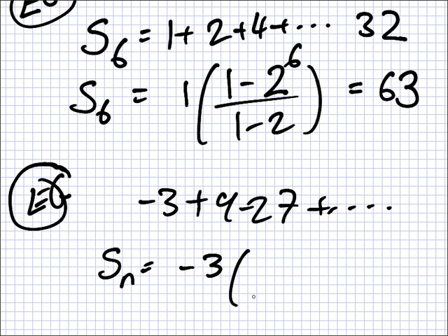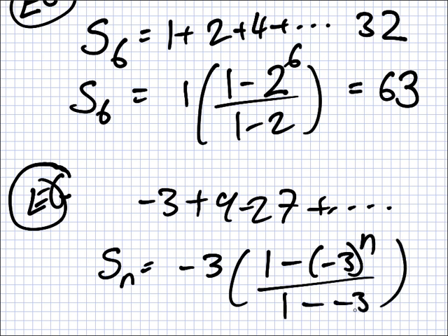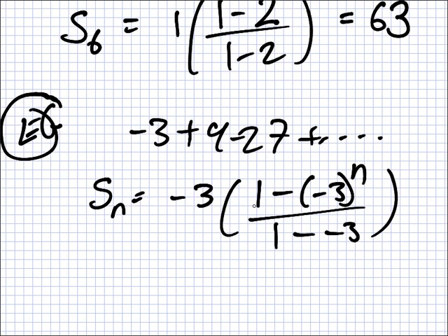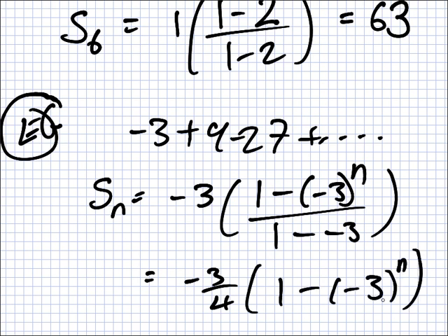Minus 3. 1 minus r. What's r? Minus 3. n over 1 minus r again. Yeah? We don't need to clean it up. I just want the formula, so we can just leave it like that. Obviously, 1 minus 3 is 4, so if you want, you can at least just say this. Like that.